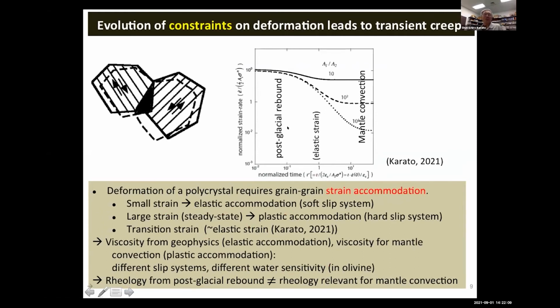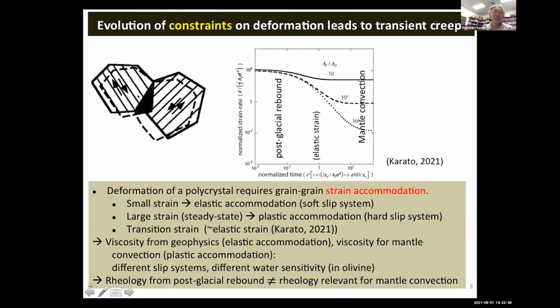Brief summary is, when strain is so small, the mineral deforms here and there, and then there's the incompatibility. If strain is so small, incompatibility can be accommodated by elastic deformation. If strain becomes so large, elastic deformation is not enough, so you need to invoke plastic deformation. Therefore, as strain goes from small to large, there should be a transition from transient to steady state viscosity. This is what we like to understand in terms of mantle convection.